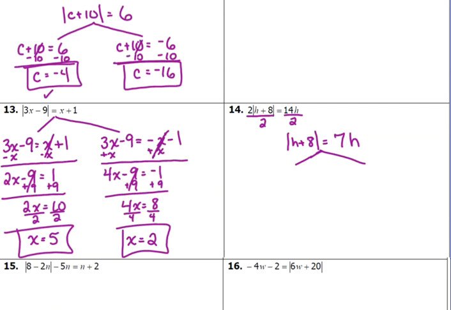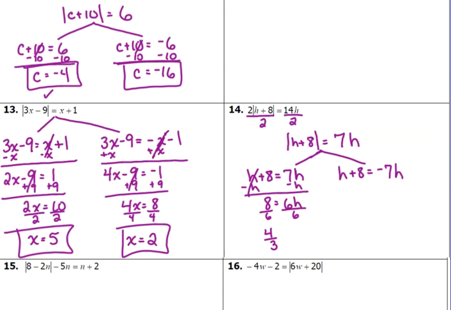Now we split it into our 2 scenarios. First scenario, keep everything the same. Don't change a thing. Second case, change the sign of what's on the other side. So it's equal to negative 7h. Now we solve. So in this case, subtract h. 8 is equal to 6h. And we divide by 6. So 8 over 6 is what? 4 over 3. I do not want that decimal value.